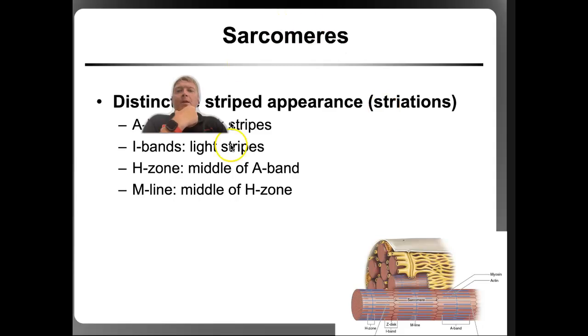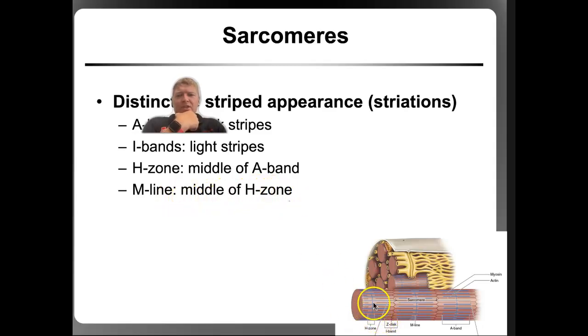So each sarcomere has a distinct striped appearance, or striation, is what that would be called. The darker stripes are called A bands. The lighter stripes are called I bands. The H zone is the middle of each A band, and the M line is the middle of the H zone.